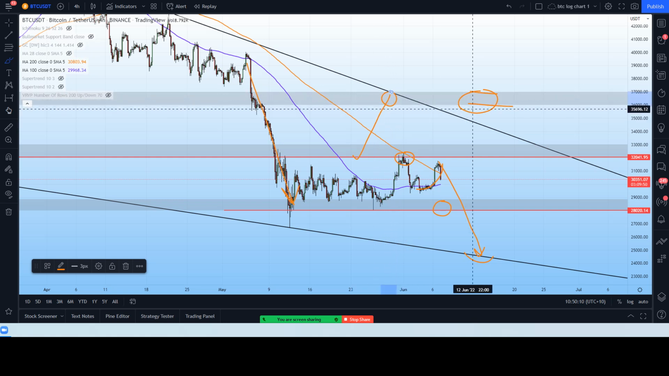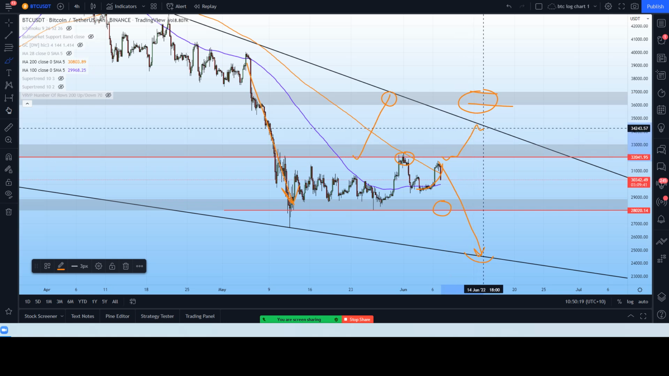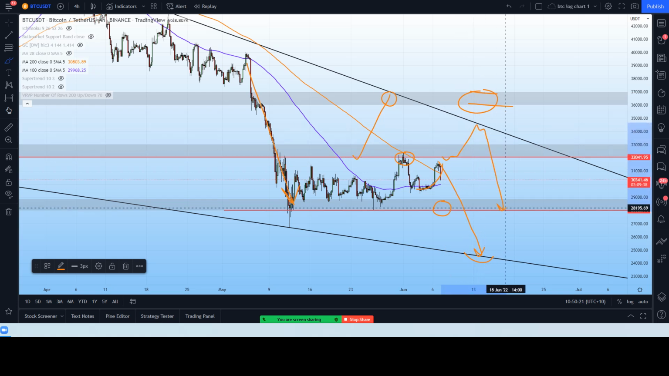Now we can see that that resistance zone is actually outside of that downward sloping resistance of the wedge. So it's more likely to assume that if we break 32K, we will find resistance on this wedge and we will not push higher, and that is another possibility.